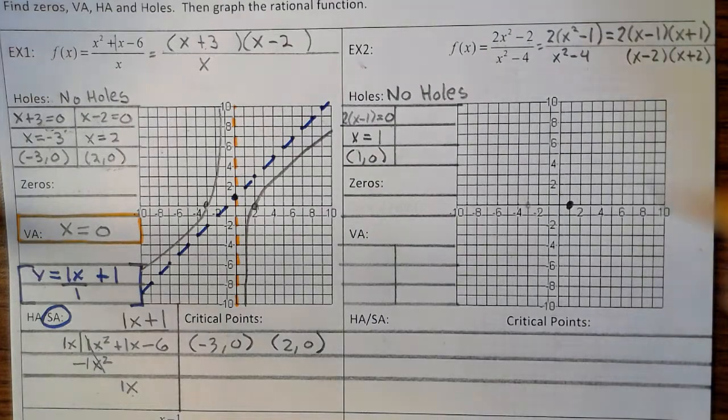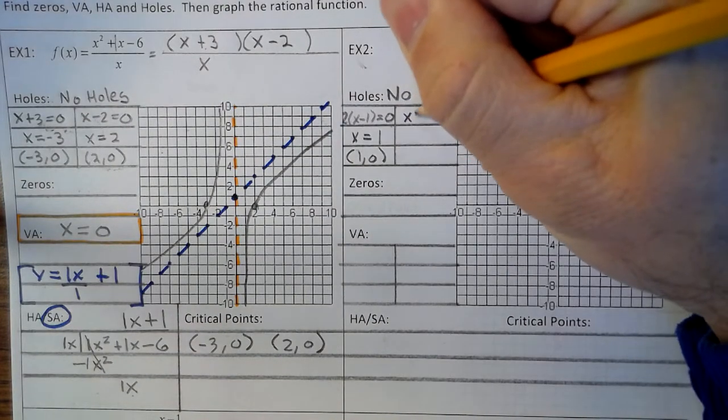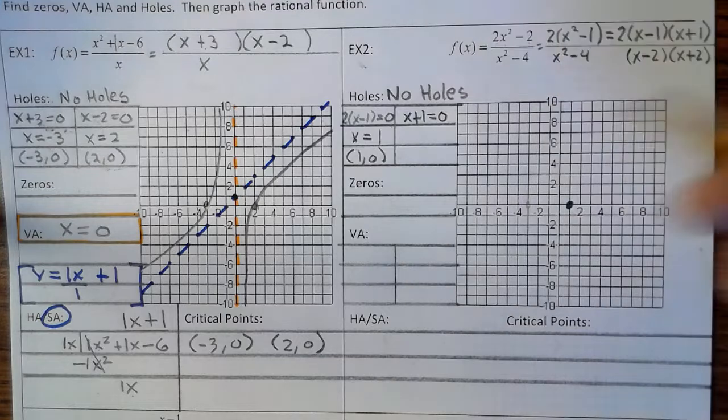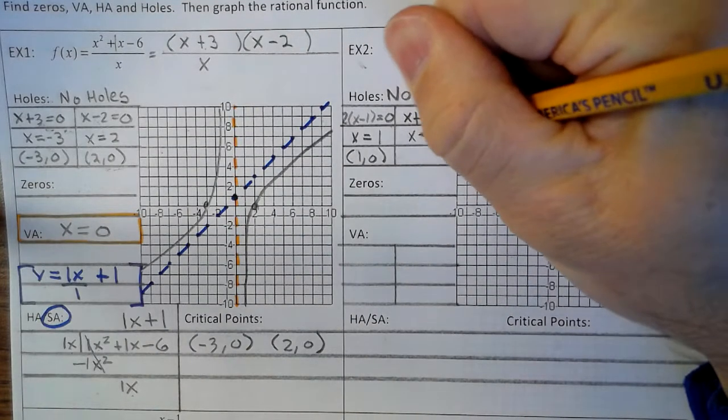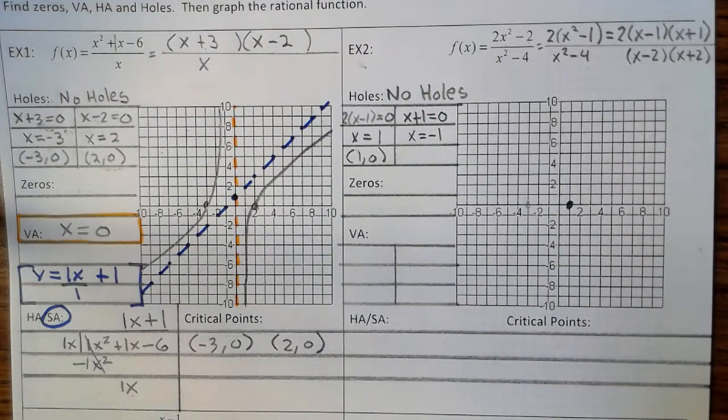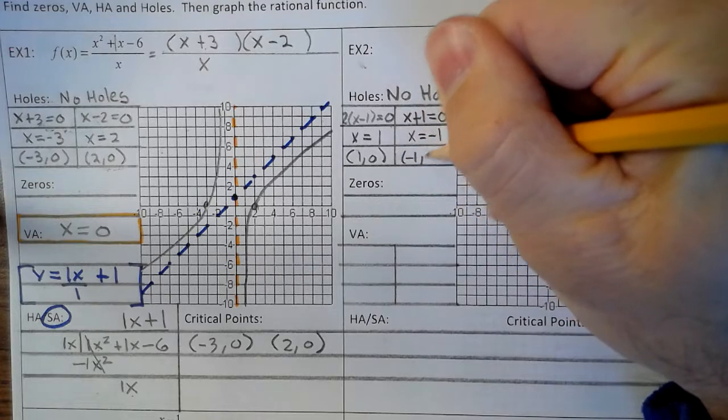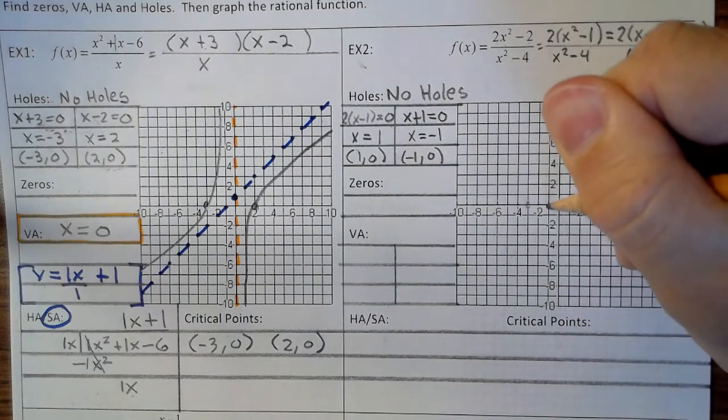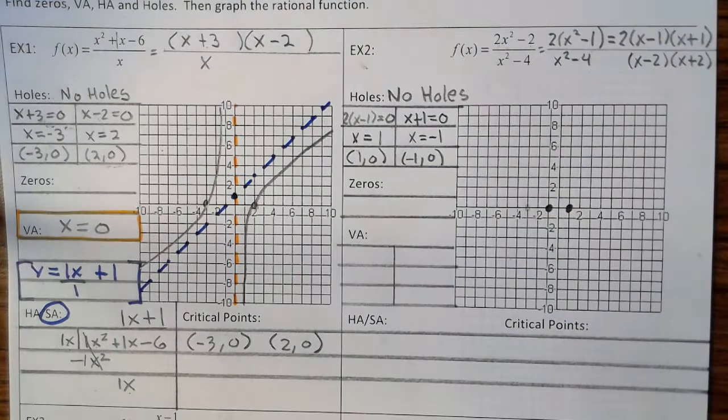Okay. Now we set x plus 1 equal to 0. Well, subtract 1 from both sides. x equals -1. So you have a 0 at (-1, 0).